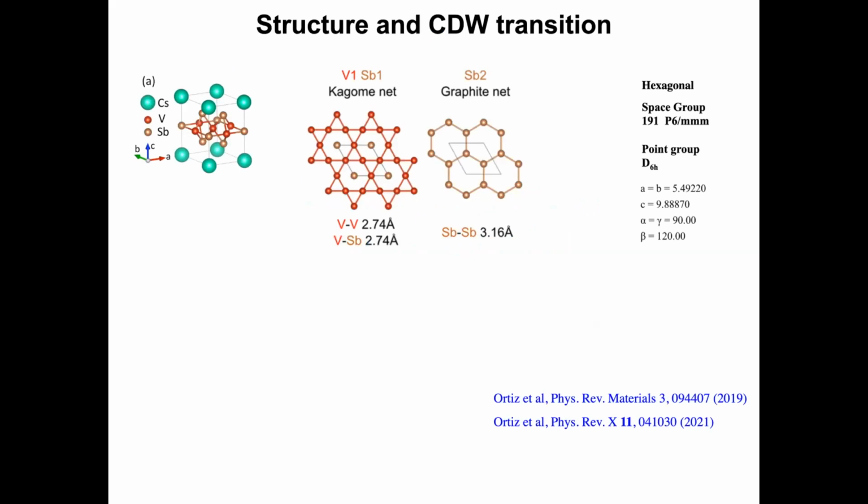So this 135 has alternating layers. There are 2 layers of this graphite-type net, and that Sb2, we call it 2 because of its position. There is another Sb which is in the kagome net plane. So this is sandwiched between these two graphite nets. And then, of course, there is this metal, cesium, in the corners here.